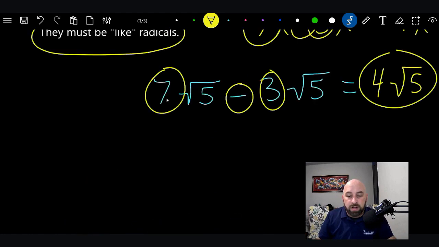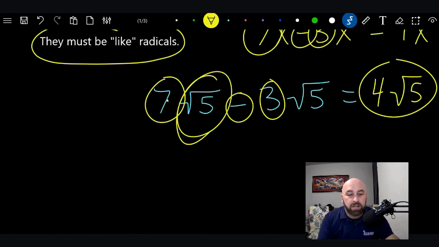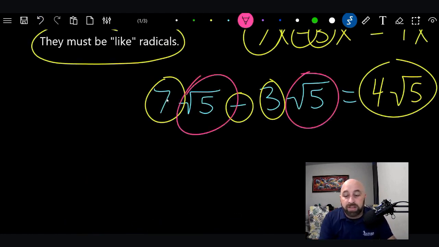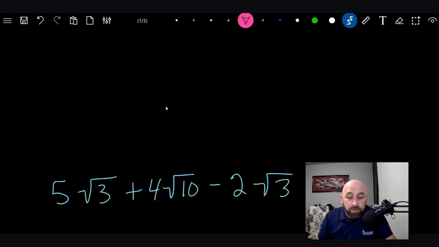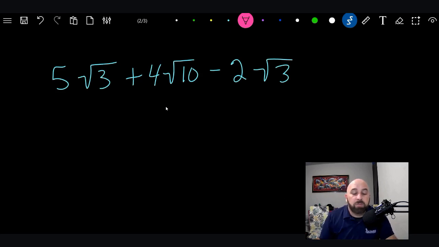What I tell students all the time is I say treat the radicals like they're variables. Treat them like they're variables because they are variables in a way. We act like they're variables when we're doing our adding, subtracting, and then you end up with the right answer, hopefully.